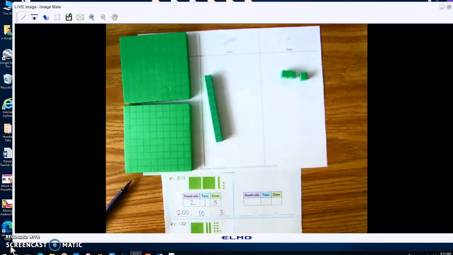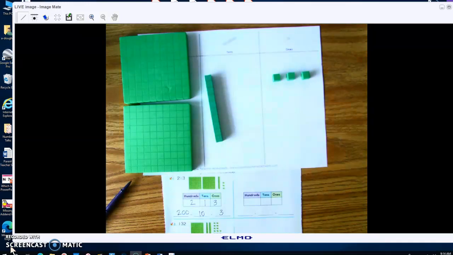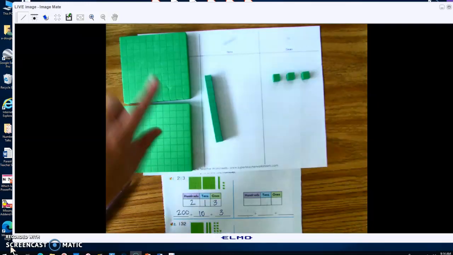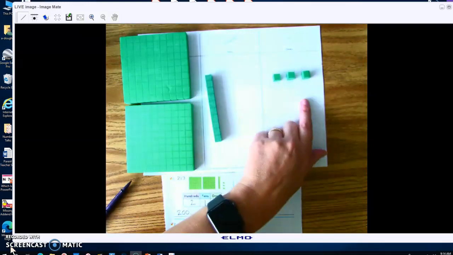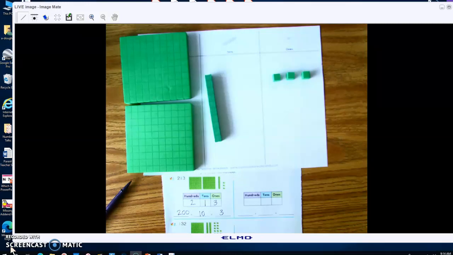Okay, do this on your board. 213. Okay, everybody should have this on their board. Let's do it quickly. 2 hundreds, 1 ten, and 3 ones. Mr. Kinsler, I need you to do this. 2 hundreds, 1 ten, and 3 ones.